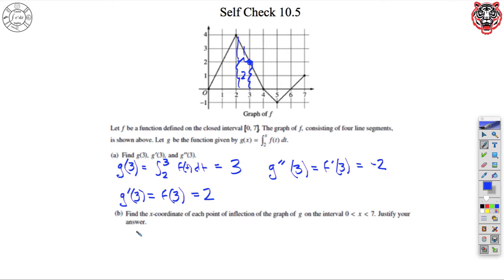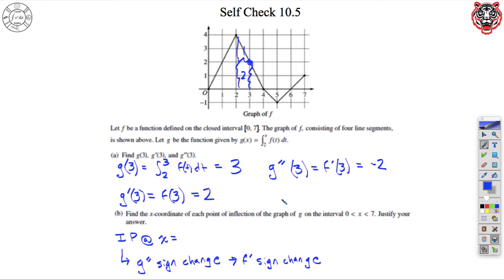And then on to the final part, part B, inflection point. So inflection point at x is equal to, well, what is the definition of inflection point again? It's like g double prime sign change. There it is, yep, sign change. And in our graph, that means we're looking for an f prime sign change.